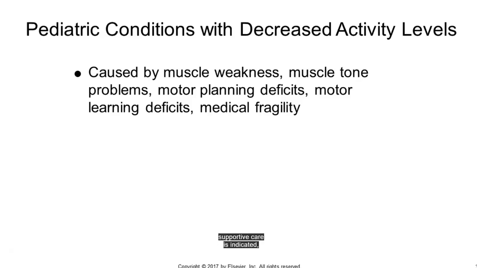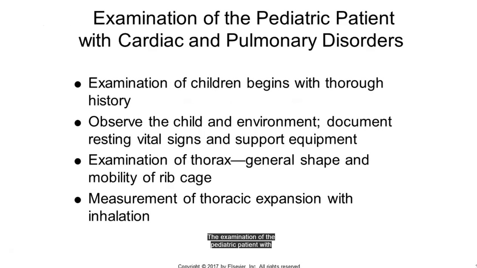In this case, supportive care is indicated, but for the majority of children with conditions with cardiopulmonary manifestations, lifelong interventions and the ongoing need for cardiopulmonary rehabilitation are indicated. Special facilities that concentrate on children with their specific disorder are integral for preserving maximum quality of life. The examination of the pediatric patient with cardiac and pulmonary disorders begins with a thorough history. This history is obtained from the medical record and family, or if the child is old enough, the child themselves.